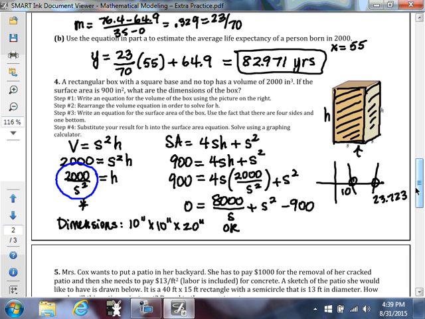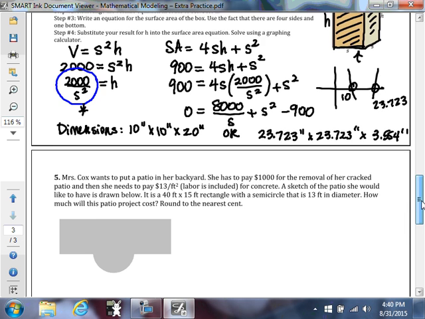Or if I use this 23 number, and I do 2,000 divided by my 23 number squared, I get 23.723 inches by 23.723 inches by, and when I plug it into the 2,000 over the whatever, I get 3.554 inches. And that's the other answer. So there's actually two answers to that. It's a little tricky. All right, so the next one, the patio problem.